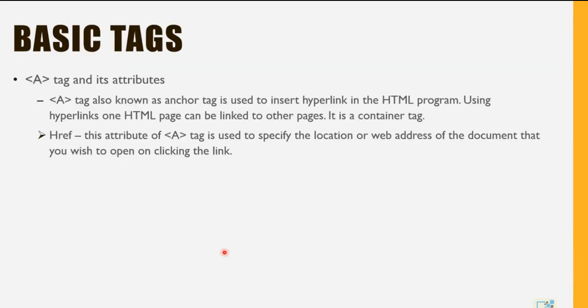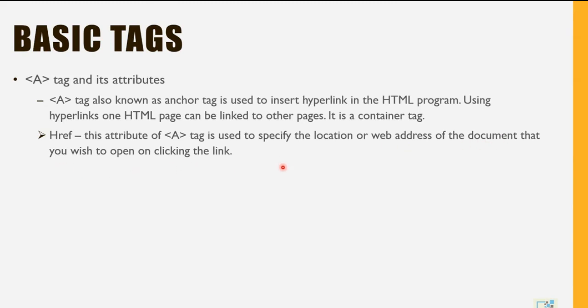Now let us discuss the a tag and its attributes. The a tag, also known as the anchor tag, is used to insert a hyperlink in the HTML program. Using hyperlinks, one HTML page can be linked to other pages. It is a container tag. href, this attribute of the anchor tag, is used to specify the location or the web address of the document that you wish to open on clicking the link.